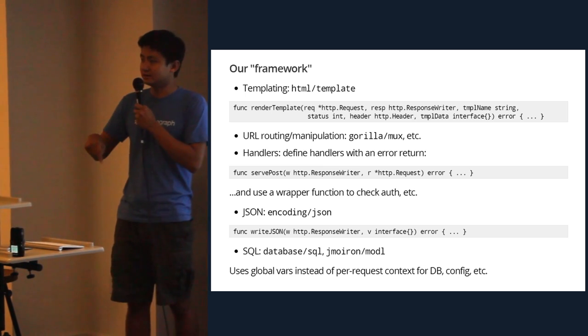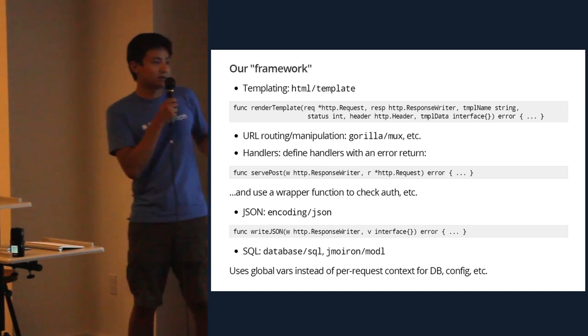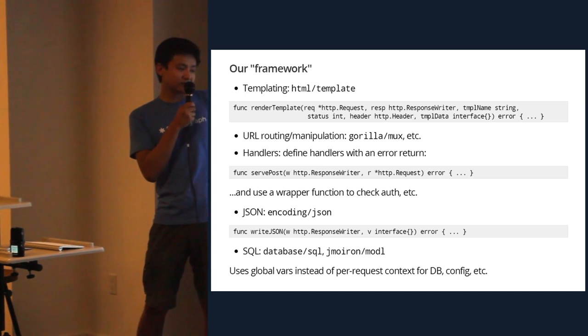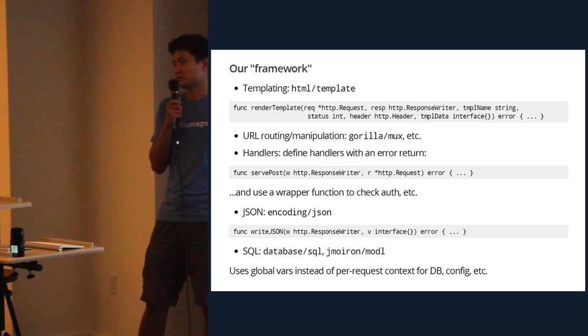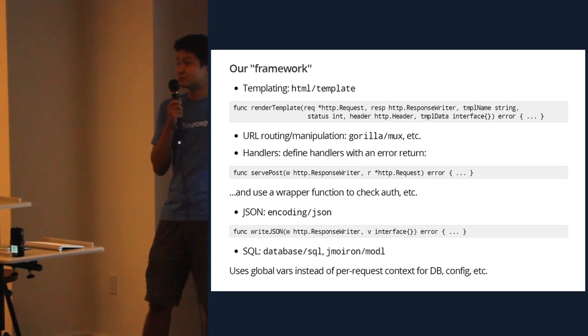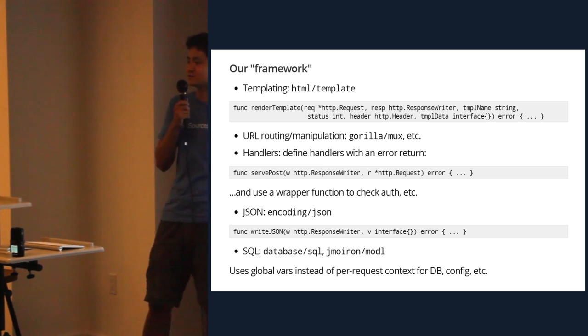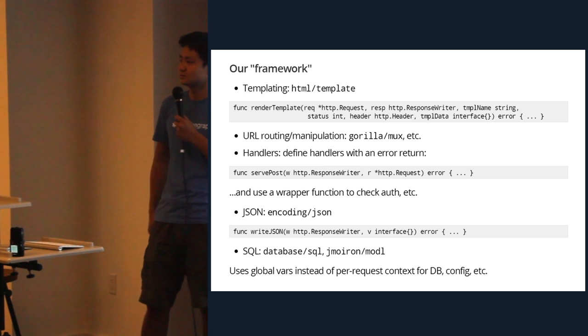And inside its handle function, it does all the things that you want to do for each request, like auth and logging, and then calls the function that it wraps. If it gets an error, it writes an HTTP error to the response writer. Otherwise, it just passes on the response.